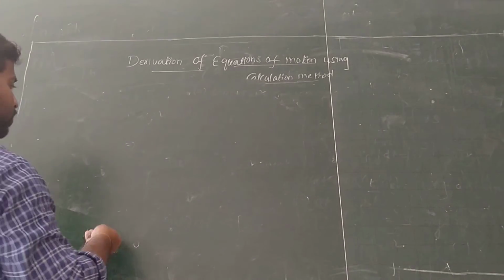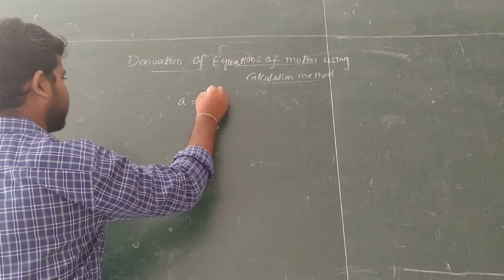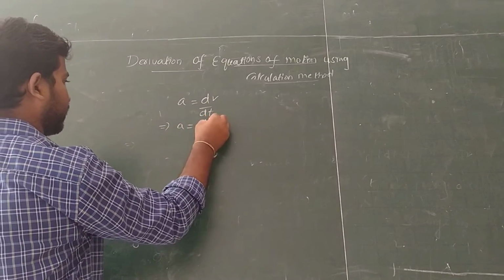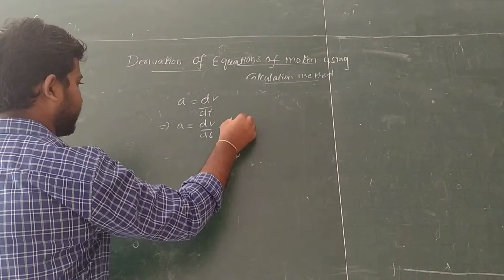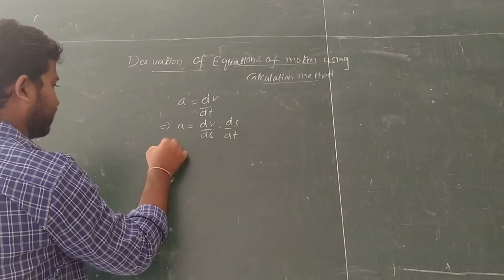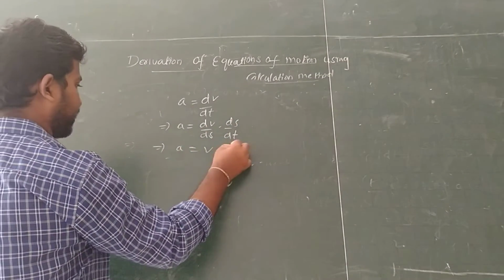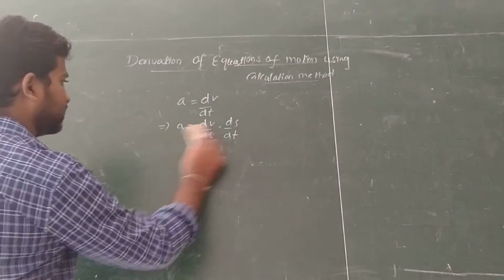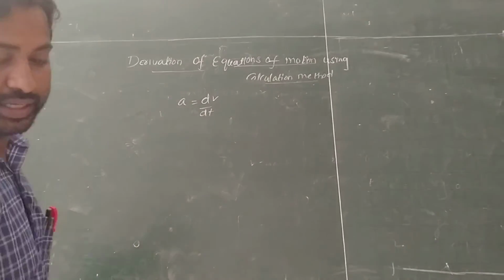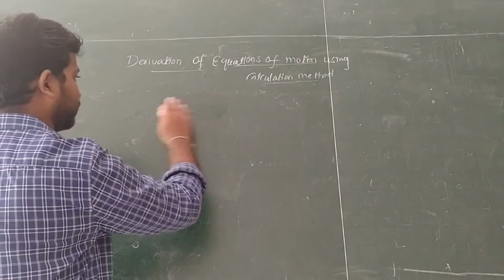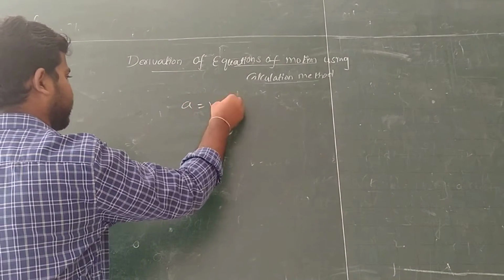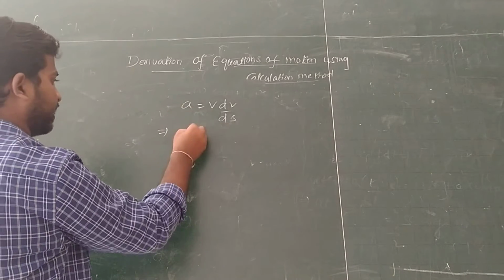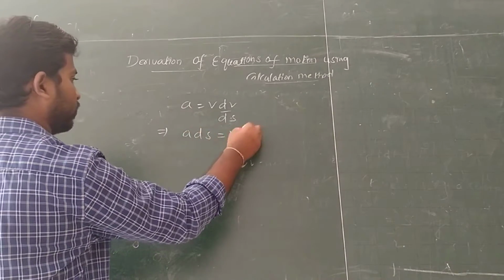So we take a equal to dv by dt to derive the third one. We can write a equal to dv by ds times ds by dt. Here ds by dt is nothing but v, so a equals v into dv by ds. I consider v into dv by ds also. Sending ds to this side, a ds equals v dv.